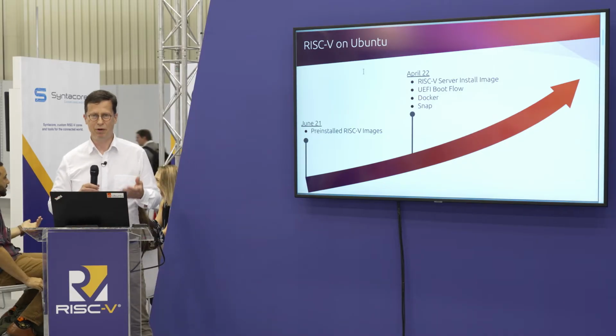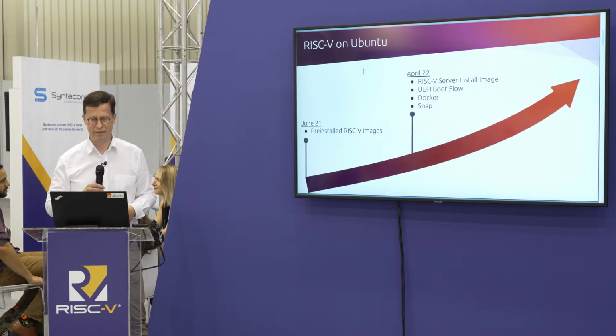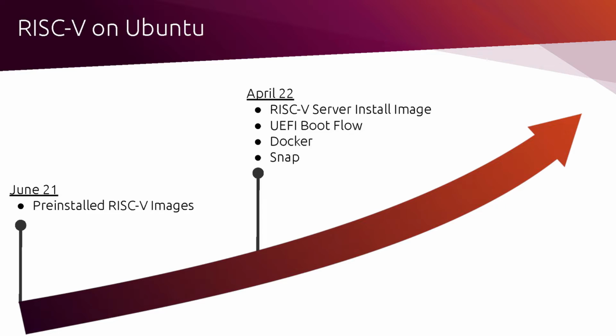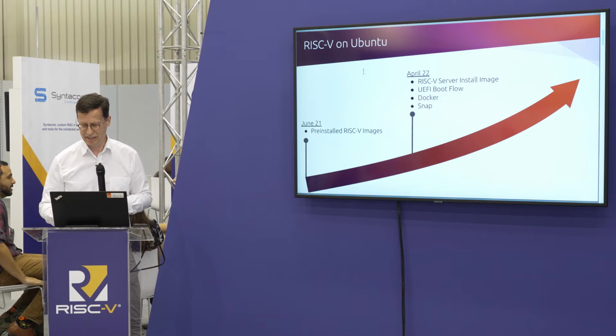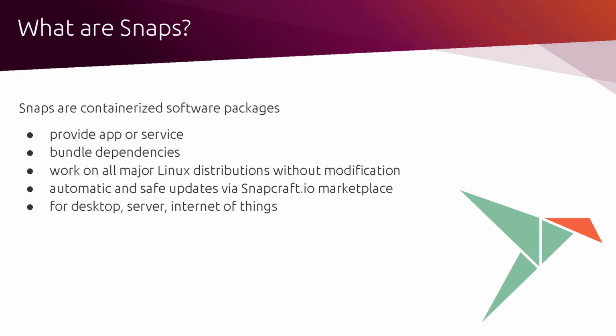But what I want to talk about today is containers, and we have enabled both building Docker and snaps for the RISC-V architecture. And I want to focus today on snaps, because snaps is really what's made for the embedded world, which is really made with IoT in mind. What are snaps? Snaps are containerized software packages which may provide either a service or an app.